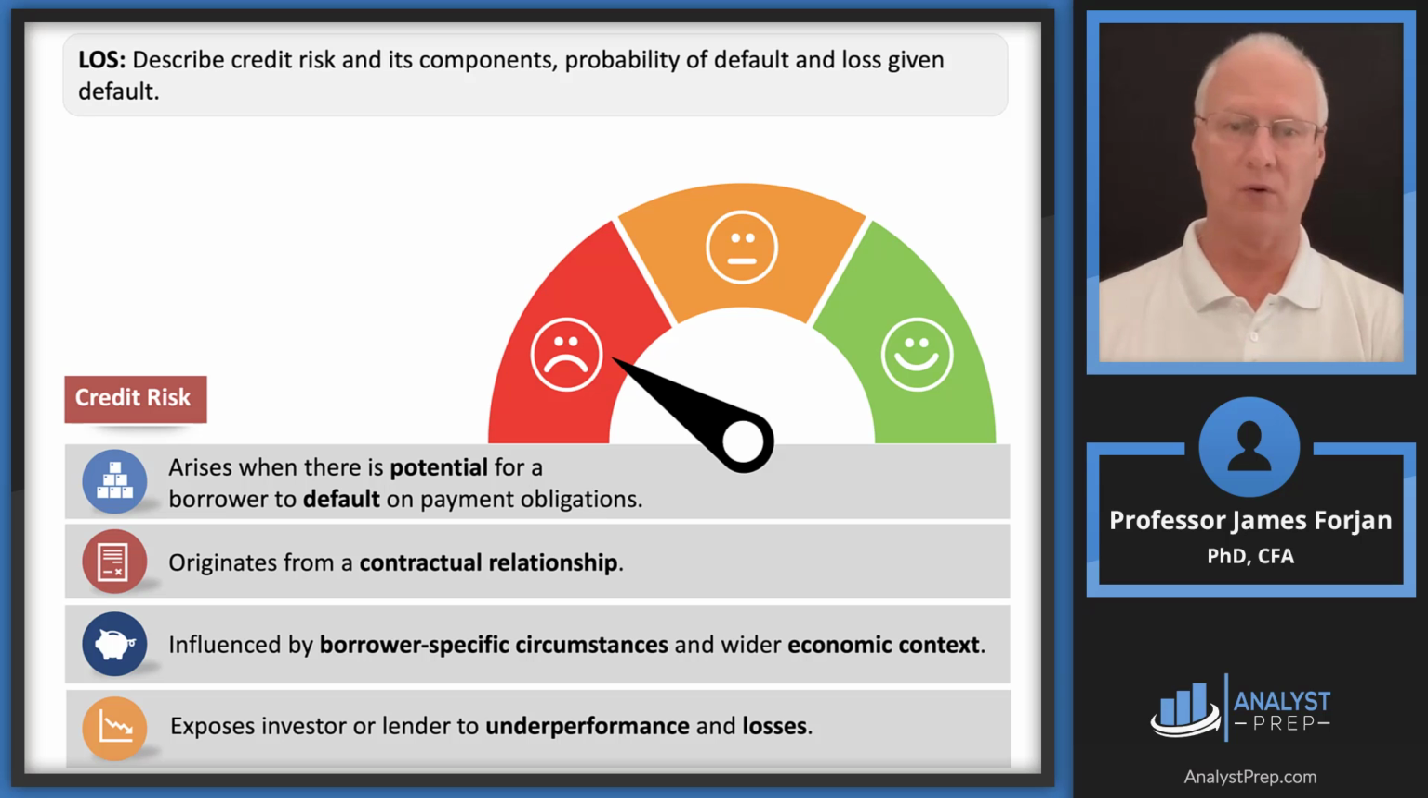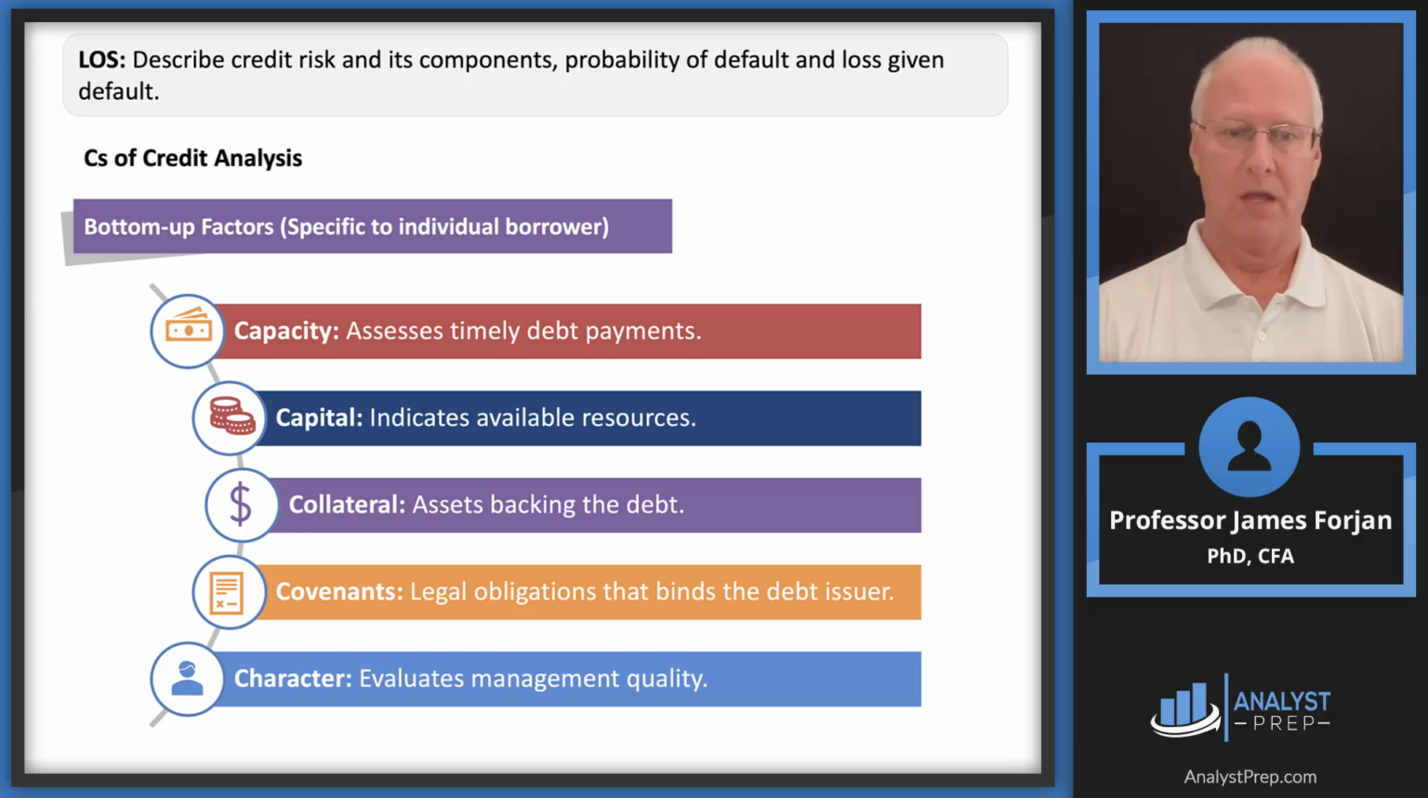Which means that as the bondholder, we have less of a chance to get that timely coupon payment and that timely maturity payment, right? So that's why we have that last one there, underperformance and losses. Here are the 5 C's of credit analysis.